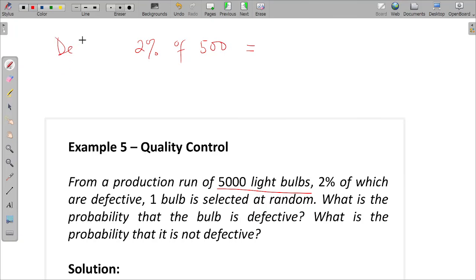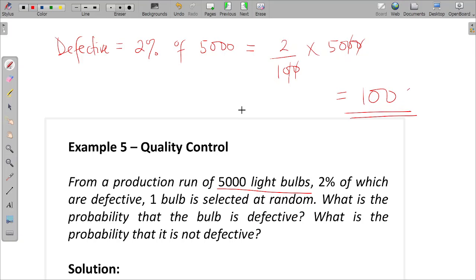So the number of defective bulbs is 2 over 100 times 5,000. All right, so we are going to have 100. So the number of defective is 100.